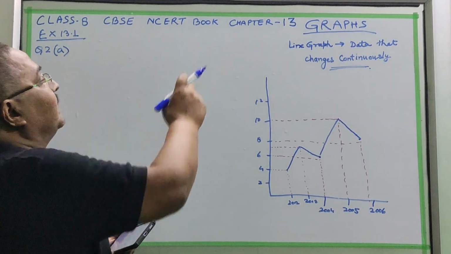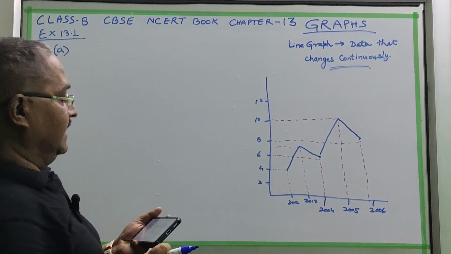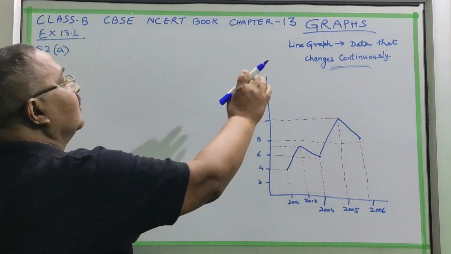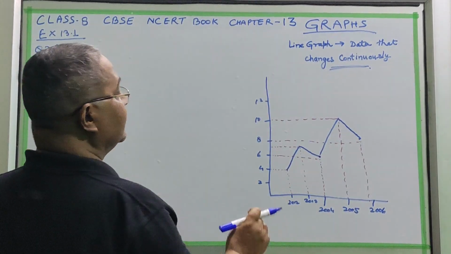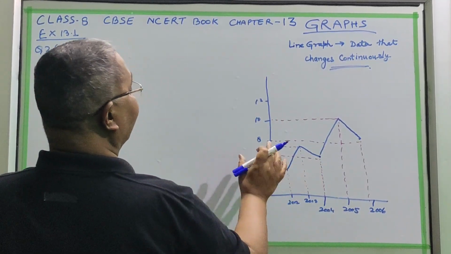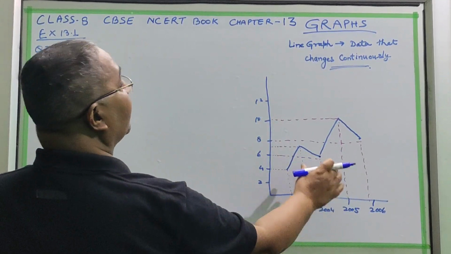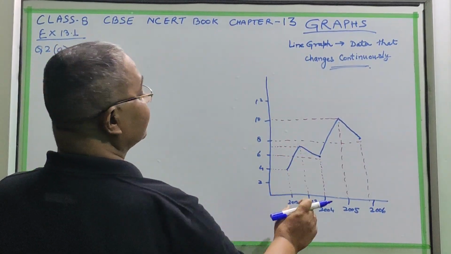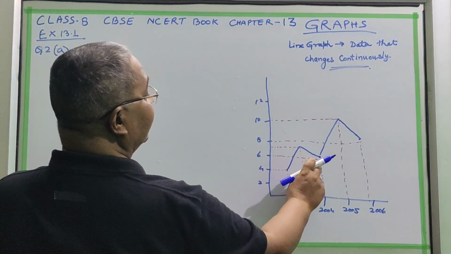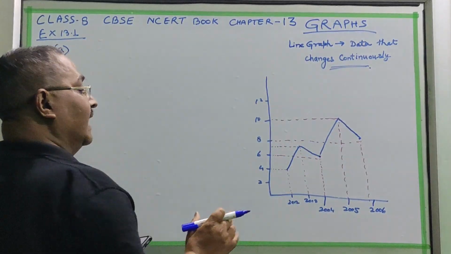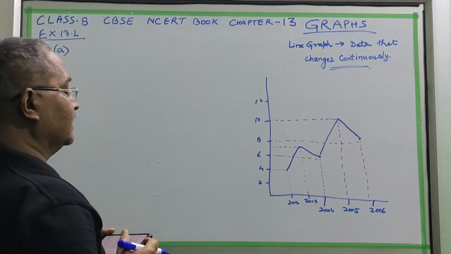We are going to cover chapter 13, graph, introduction to graphs. So here one is the line graph. A line graph means any graph in which the data, the numbers and this information, changes continuously. Here you see the information is changing, so it is a line graph. In the line graph, data changes continuously.